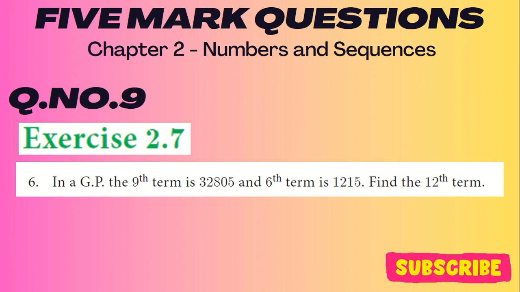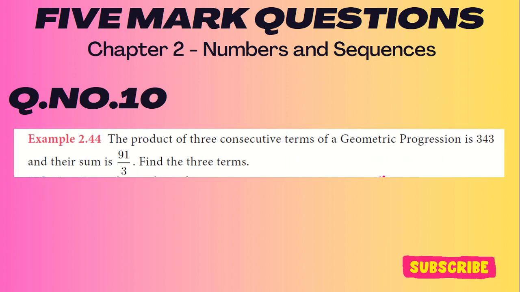So the next one is question number 10. Example 2.44: The product of three consecutive terms of a geometric progression is 343 and their sum is 91 by 3. Find the three terms.